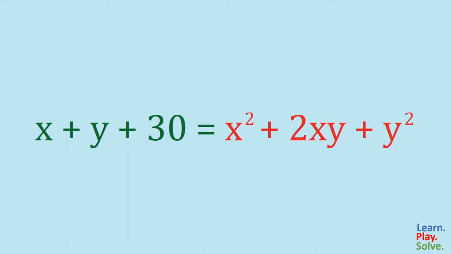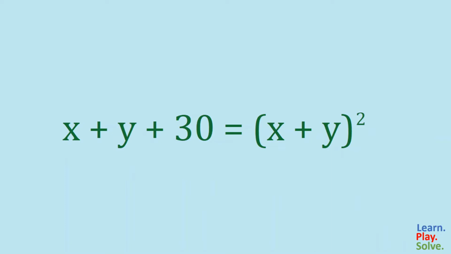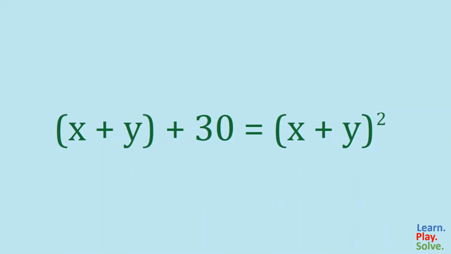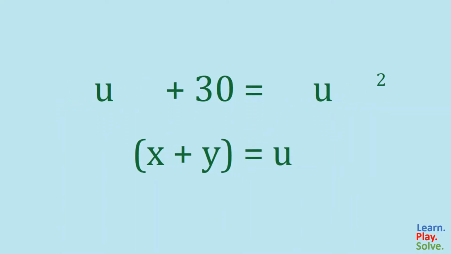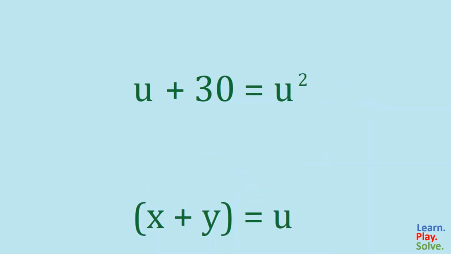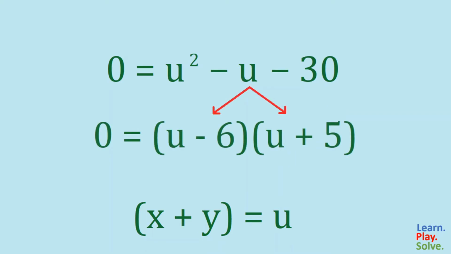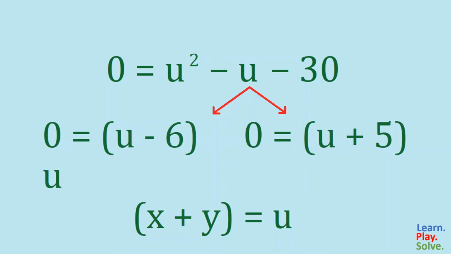Notice the right side is a perfect square trinomial. This means it'll factor into x plus y times x plus y, which we can then write as x plus y squared. Now the whole equation is in terms of x plus y. We can simplify it by substituting x plus y with u. This makes it clear to see that it's a quadratic equation, which we can solve by setting it equal to 0 and factoring. This quadratic will factor into u minus 6 times u plus 5. If we set each factor equal to 0 and solve, we get u equals 6 and u equals negative 5.